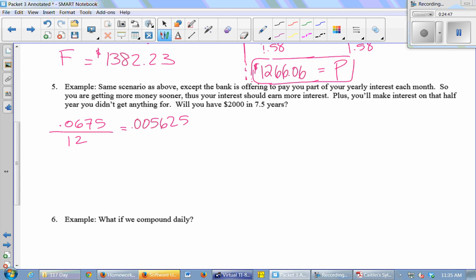All right, so let's write down my formula. Future value is present value times 1 plus R to the t, but now we're measuring t in months, right? Because we're going to make interest every month. So future value, don't know. Present value, 875. 1 plus 0.005625.